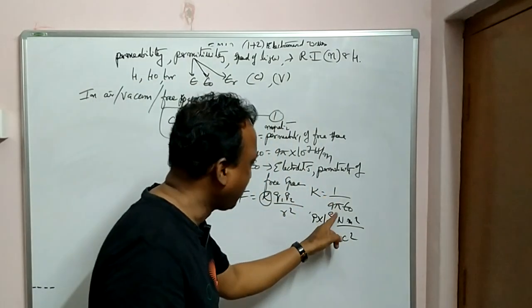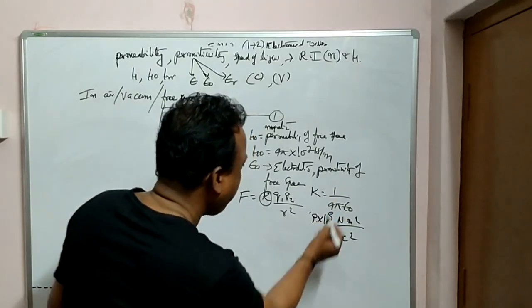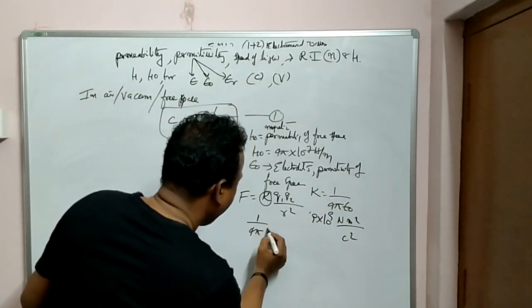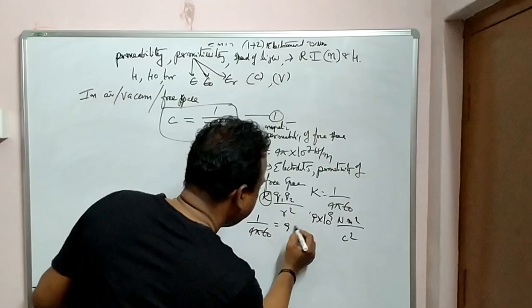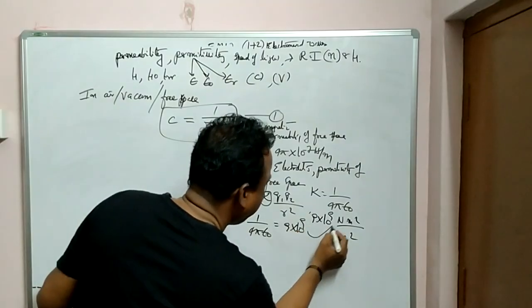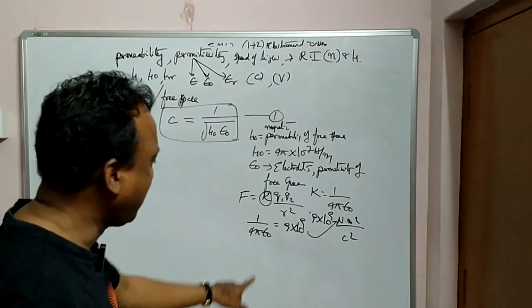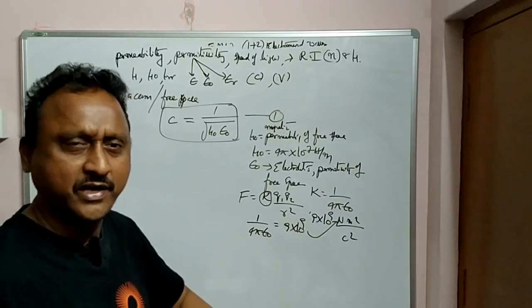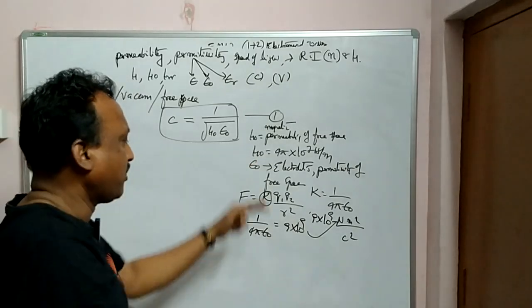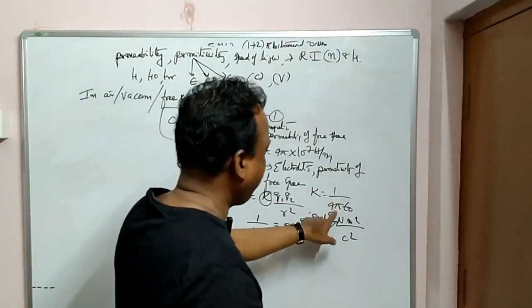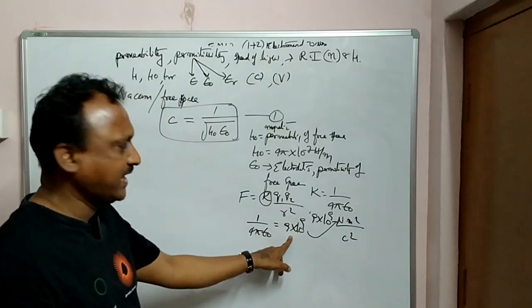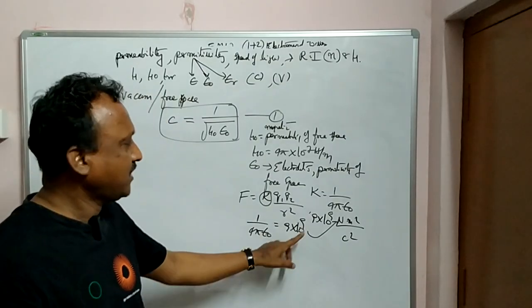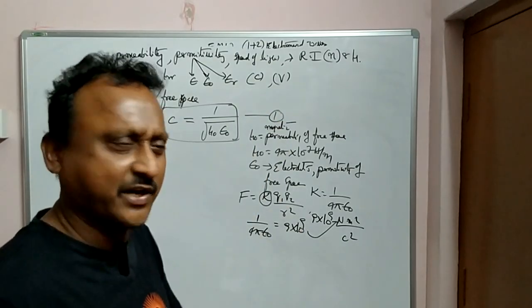You can find what the 1 by 4 pi epsilon naught value is. This 1 by 4 pi epsilon naught value is nothing but 9 into 10 power 9 Newton meter square per Coulomb square, because the epsilon value is 1 by 4 into 9 into 10 power 9, it will go to the top. So having a 1 by 4 pi epsilon naught value, I can take it as 9 into 10 power 9. So these again I will be teaching in electrostatics.